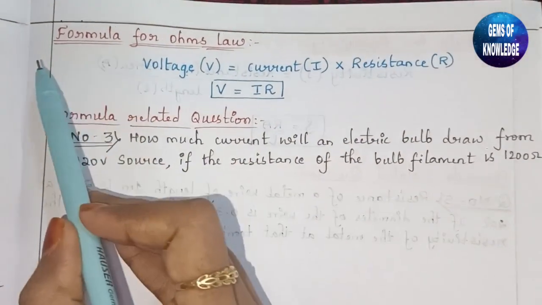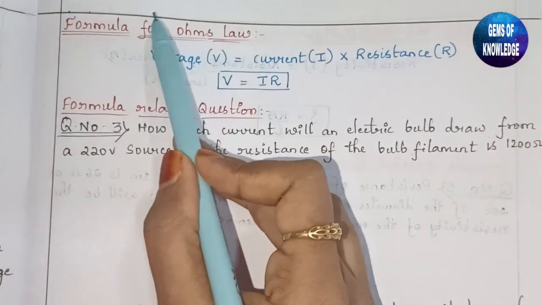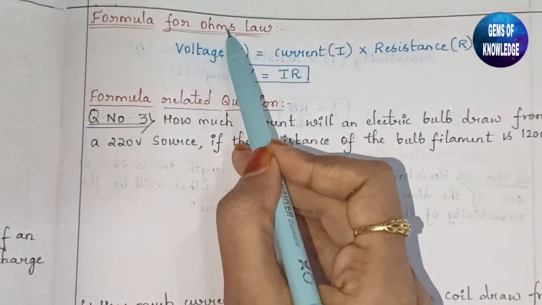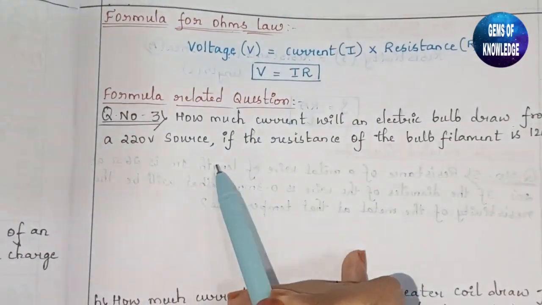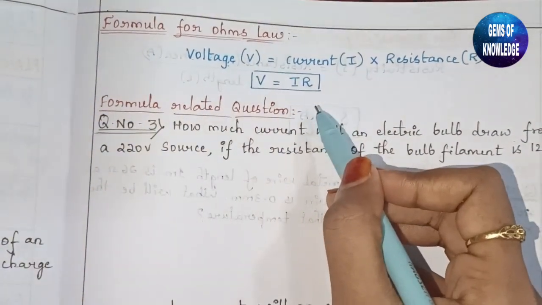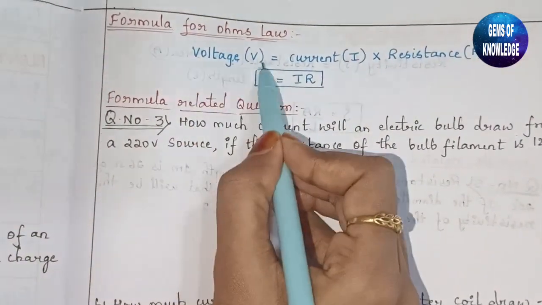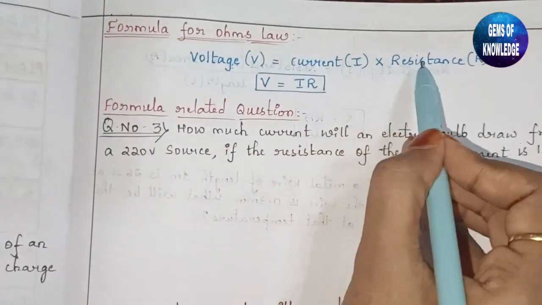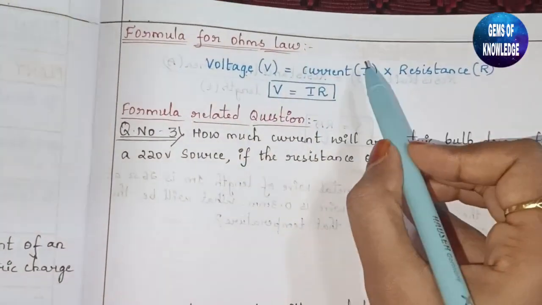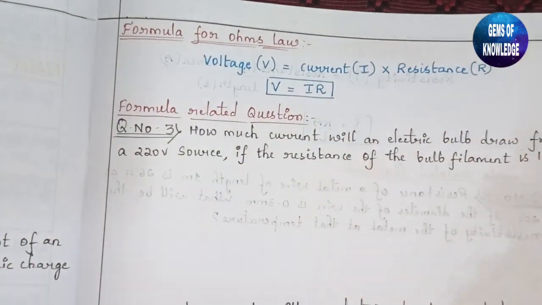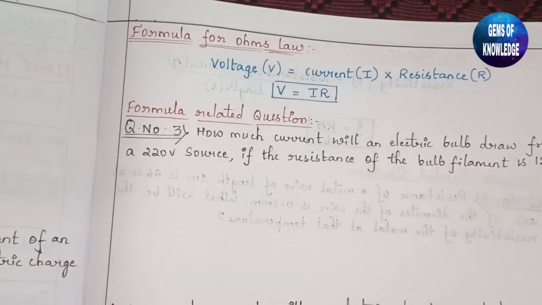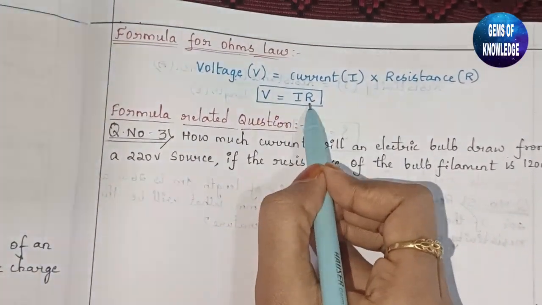The next formula is the formula for Ohm's law. This is the most important part of this chapter: the law, the related formula, and the related numerical problems. Ohm's law is V = IR. That is, the voltage across a particular wire equals the current times its resistance. So the formula is V = IR.